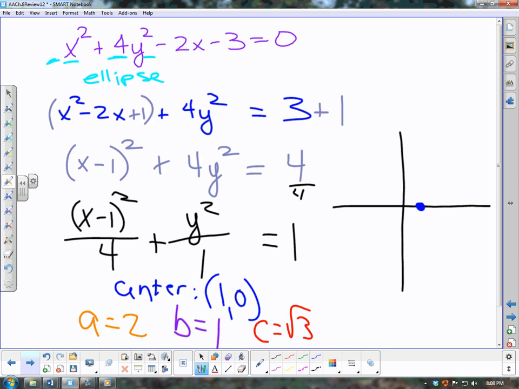Since we are at 2 for A, and it's underneath X, we have to go 2 to the right and 2 to the left. B is 1. It's underneath Y, so we're going 1 up and 1 down. And C is the square root of 3, so that's somewhere 1 point something away. And then our ellipse does that.